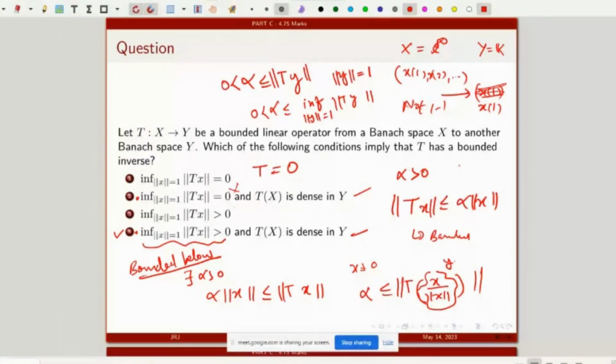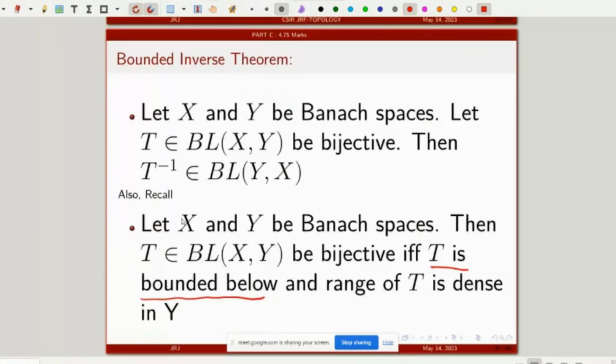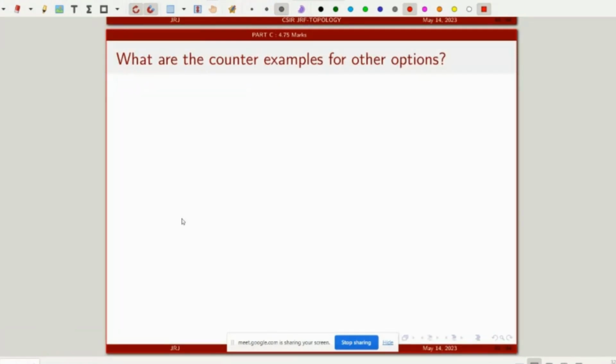Option 3: what is the difference between option 3 and 4? In option 4, we have T of X dense in Y. So that should be violated here, so that this image is sitting in a bigger space. Can you give some example for that? Which example can you take? It should be bounded below but not surjective. T from X to Y has to be bounded below but not surjective.